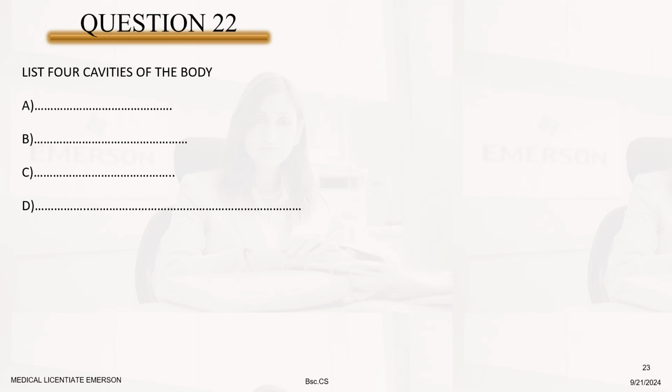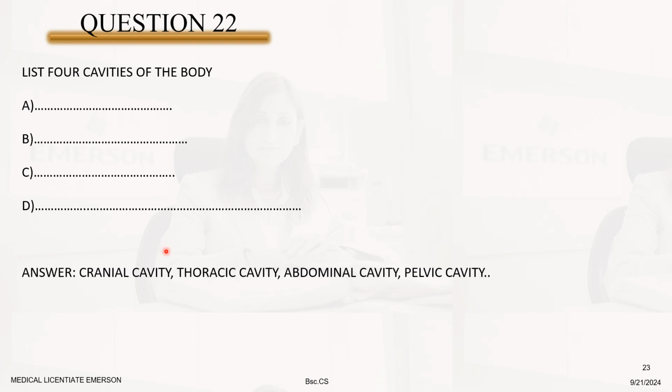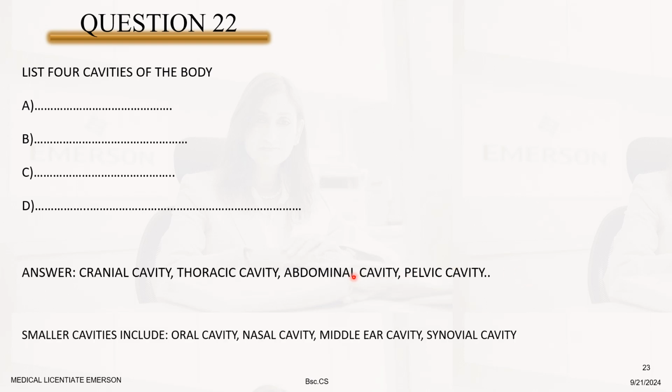Okay, continue. List four cavities of the body. The cranial cavity, thoracic cavity, abdominal cavity, and the pelvic cavity. We also have smaller cavities such as the oral cavity, nasal cavity, synovial cavity, and other smaller cavities. But the major ones are the cranial cavity, thoracic cavity, abdominal cavity, and the pelvic cavity. If you want to write this correctly, you need to give me these answers.